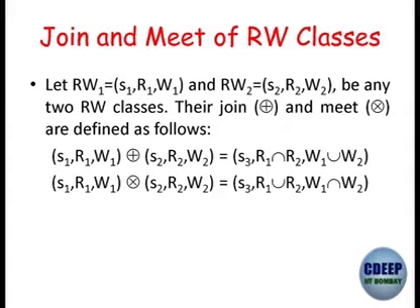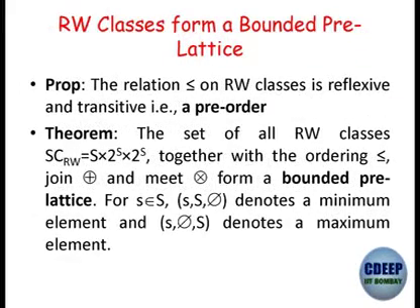the LUB and the GLB, what we computed, this essentially corresponds to one is the join and the other one is the meet, that is given by S1, R1, W1, LUB, S2, R2, W2, which means you take the intersection of R1 and R2, that means the ones which are common, and then union W1, union W2. And similarly for the GLB, you take the dual, which essentially means you take the union of the readers and the intersection of the writers. And so now you can say the relation less than or equal to as defined is reflexive and transitive and forms a pre-order, and now it becomes a pre-lattice.